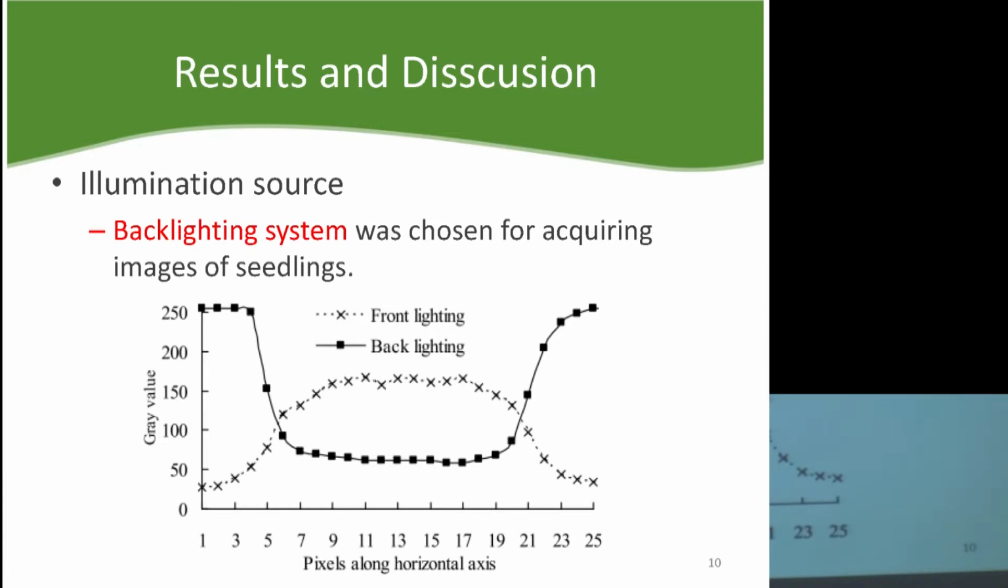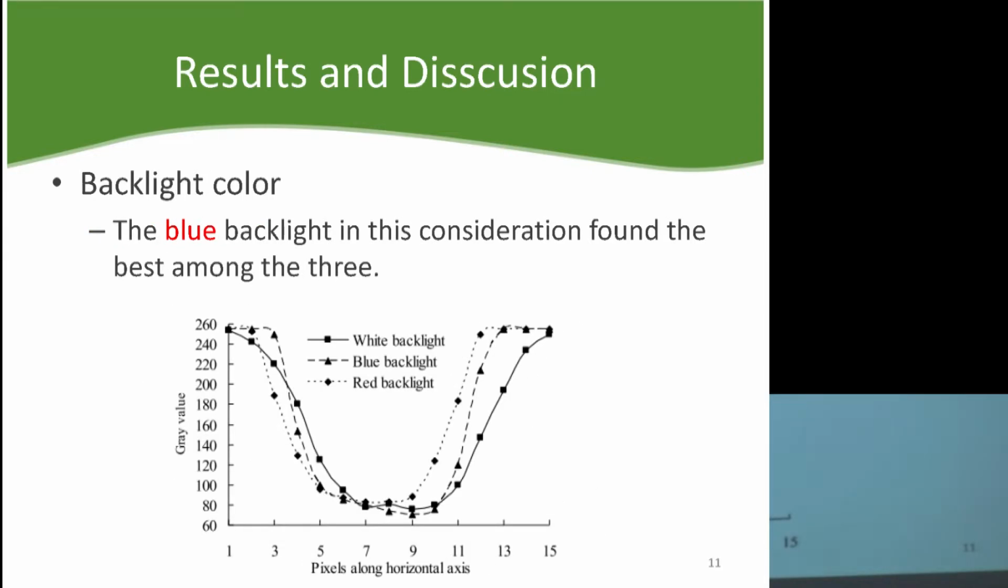And this range indicates the background of the image. So in this figure, in the backlighting system, we can distinguish the background and the diameter well. So the backlighting system was chosen for acquiring images of seedlings. And then about the backlight color.